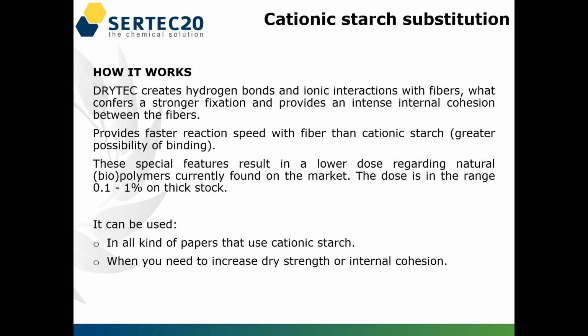Now we are going to talk about how it works. Drytec creates hydrogen bonds and ionic interaction with fibers, but confers a stronger fixation and provides an intense internal cohesion between the fibers. It provides faster reaction speed with fiber than cationic starch. This special feature results in a low dosage regarding natural biopolymers currently found on the market. Drytec can be used in all that kind of papers that use cationic starch, or if you have a need to increase dry strength or internal cohesion.